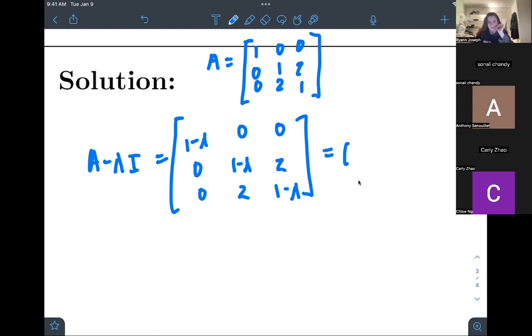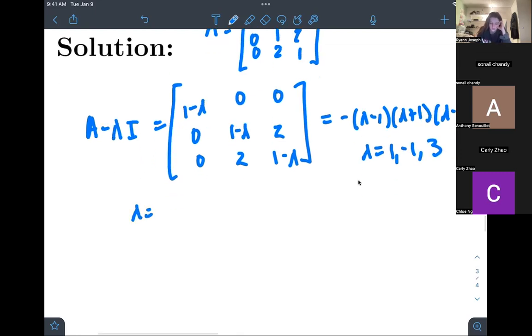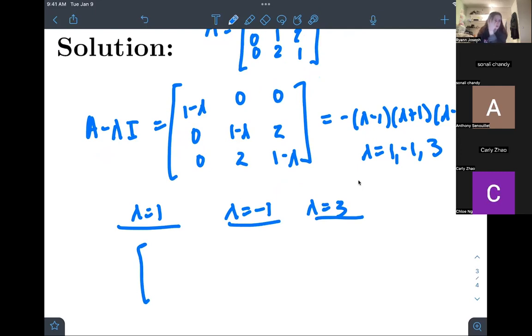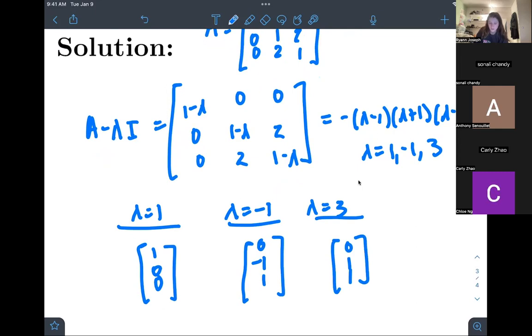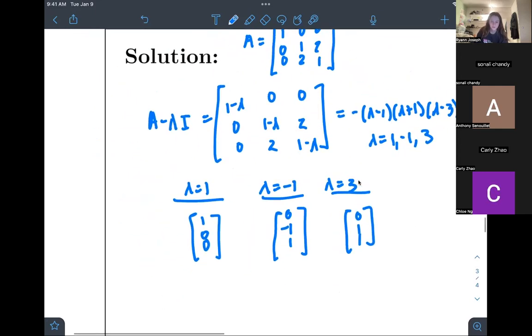which is equal to, negative is positive. This is skipping a few steps. 1, negative 1, 3. Skipping a few steps again. The associated eigenvectors, I'm not going to go through because it's pretty straightforward because it's diagonalizable. 0, negative 1, 1. And then 0, 1, 1. These are our eigenvalues and our eigenvectors.